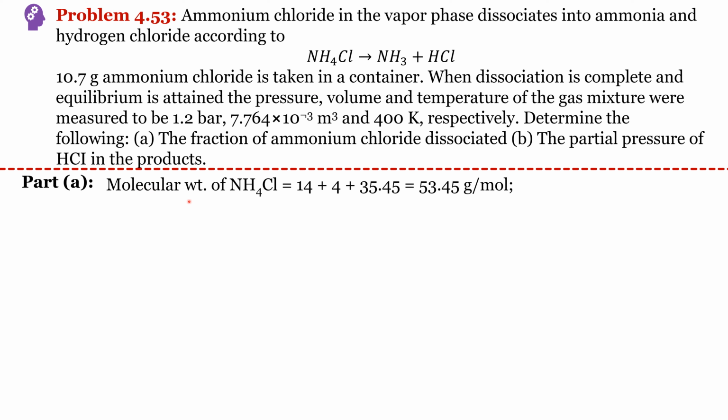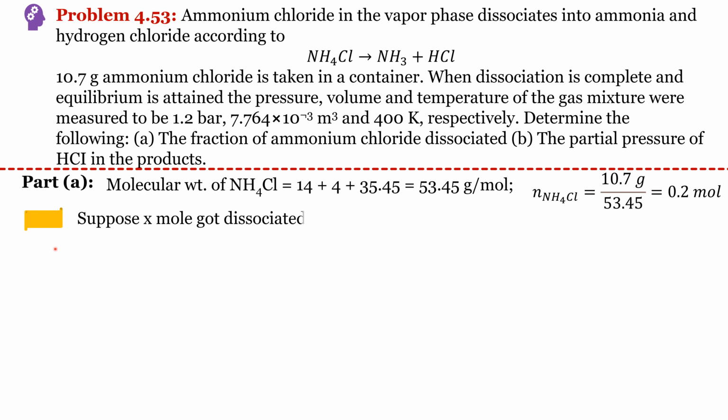So in part A, first we will write the molecular weight of NH4Cl. It will come out as 53.45 gram per mole. Now we can write number of moles equal to weight divided by molecular weight. So it will come out as 0.2 mole. Now we are assuming that X moles of NH4Cl got dissociated.